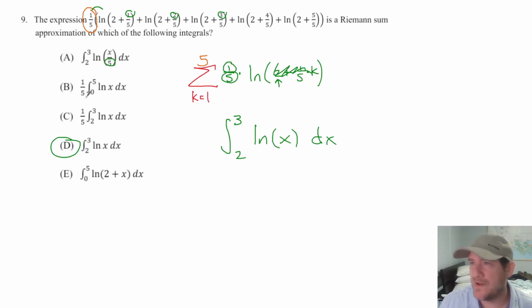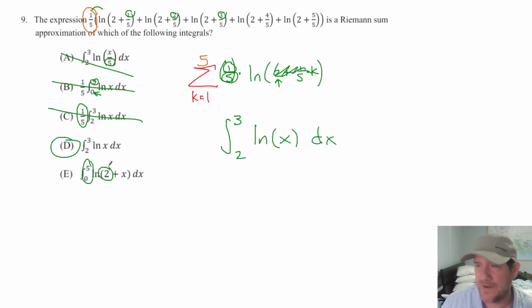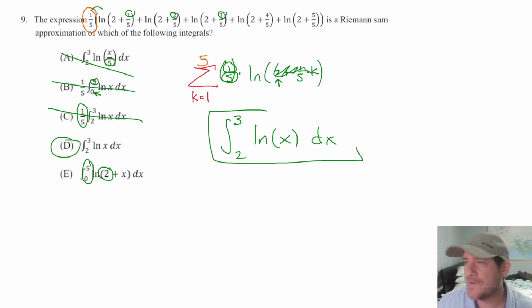Part B is starting at 0 and going to 5, but that would give the wrong starting point and the wrong interval width, so it can't be that. And part C has the right limits of integration, but the 1/5 doesn't want to be on the outside. All of that is just part of the dx. So that's out of here. And E, well, it has the wrong limits and it is incorporating a shift in our function. We don't want any of that. So that's the best choice for sure.